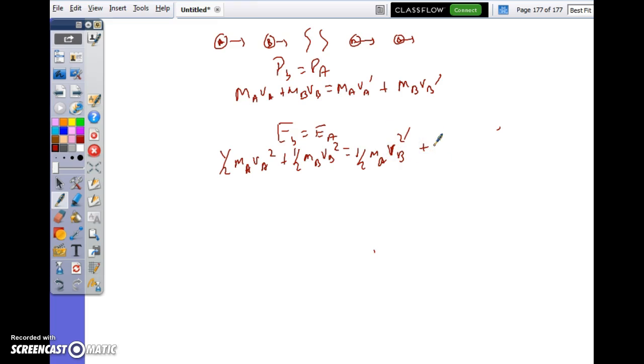Well, it's kinetic energy plus kinetic energy equals kinetic energy plus kinetic energy, right? That's what would happen, right? We're not making up a new formula. You knew this from last chapter. The difference is that now we're talking about doing both at the same time. And because of that, we have two equations, he says with a smile.